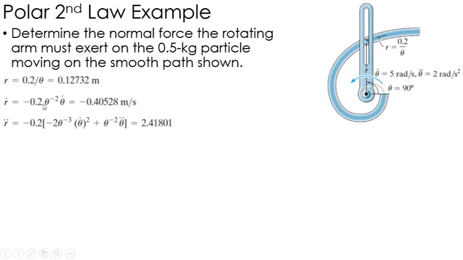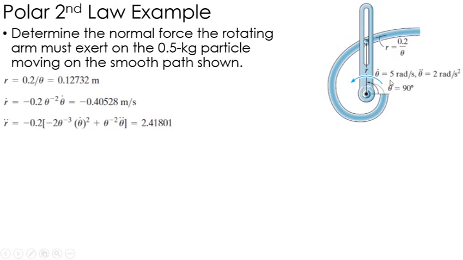Taking a time derivative of that, this is essentially 0.2 theta to the negative 1, so I get negative 0.2 theta to the negative 2, negative sign down here, and then times theta dot. Plugging in pi over 2 and 5 radians per second, I get r dot equal to negative 0.4. And r double dot is pulling out the negative 0.2 and then doing some time derivatives. So I bring the 2 down, go to negative 3. Basically, derivative of the first times the second, that's what I have here, plus the first times the derivative of the second, that's what I have here.